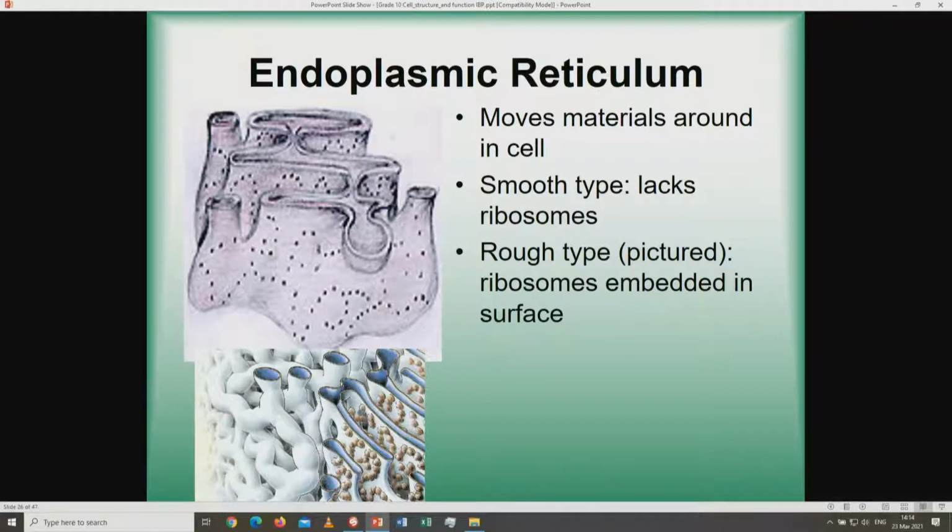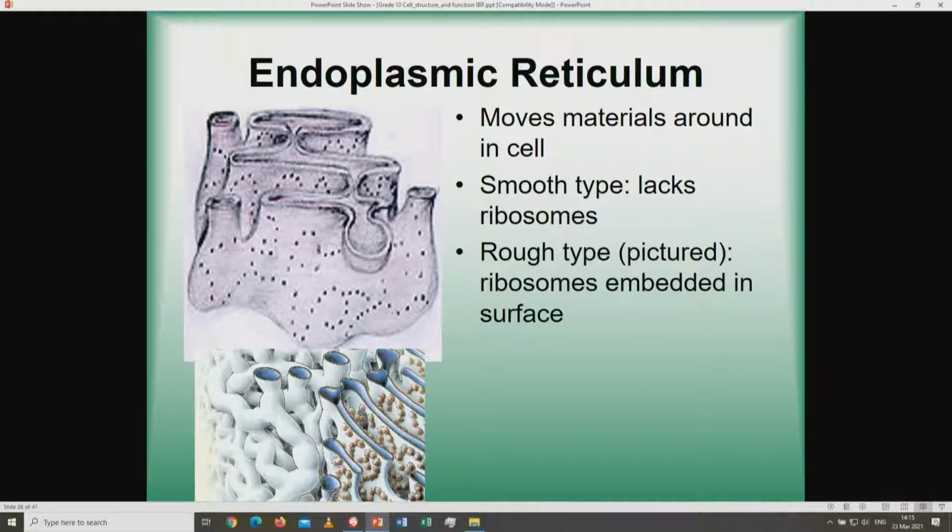Then the endoplasmic reticulum, which moves material around in a cell. You will see that you get smooth endoplasmic reticulum and rough. The smooth does synthesis of lipids, oils, steroids, etc., where the rough does protein synthesis and membrane production, which is really quite interesting.